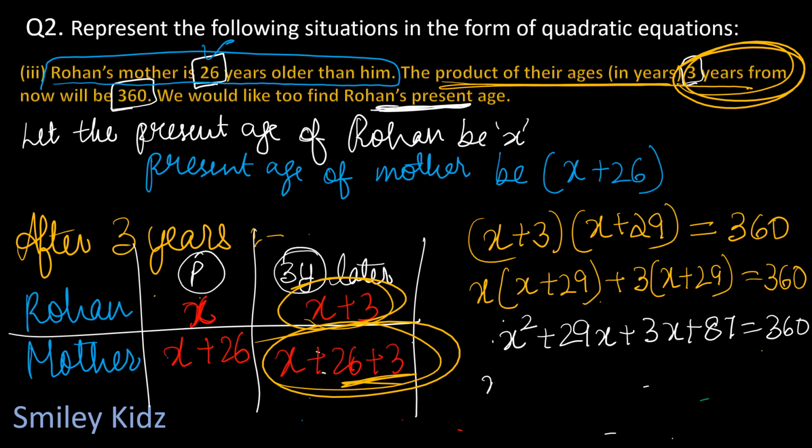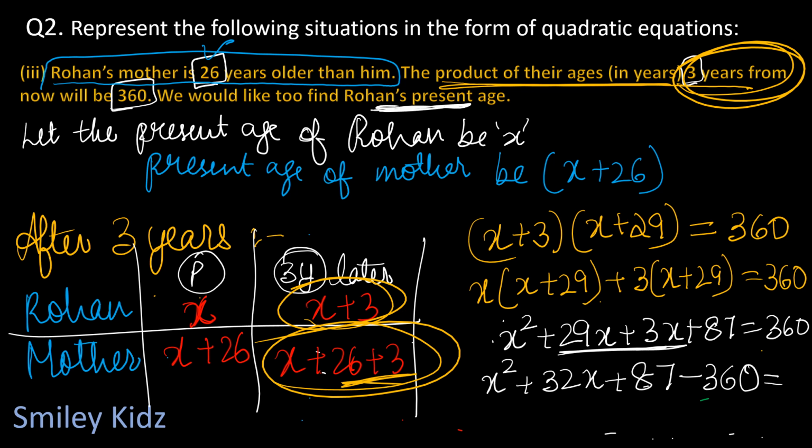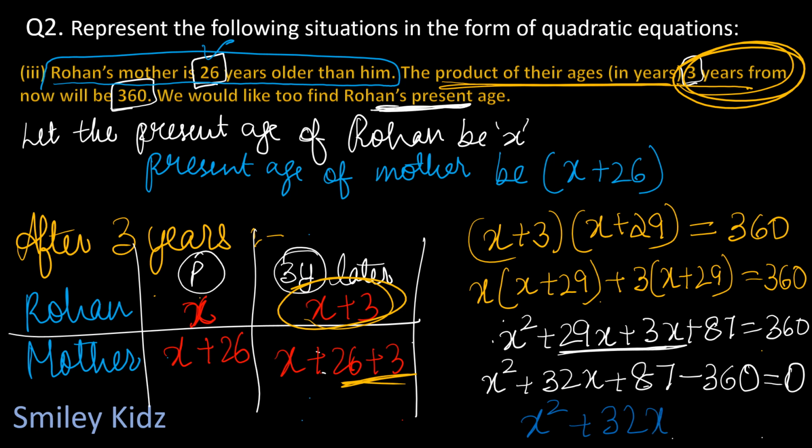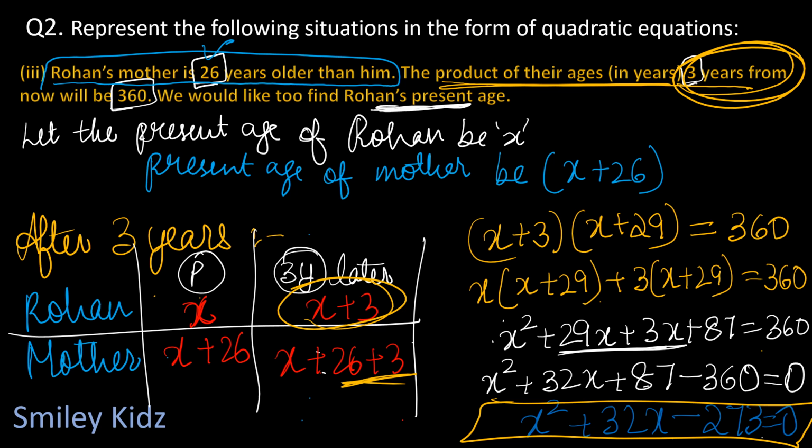On further simplification, we get x square plus 32x, since 29x plus 3x is 32x, plus 87 minus 360 equal to 0. I have taken this plus 360 to the other side, so it turns out to be minus 360. On further simplification, we get x square plus 32x minus 273 equals 0, and this is the quadratic equation: x squared plus 32x minus 273 equals 0.